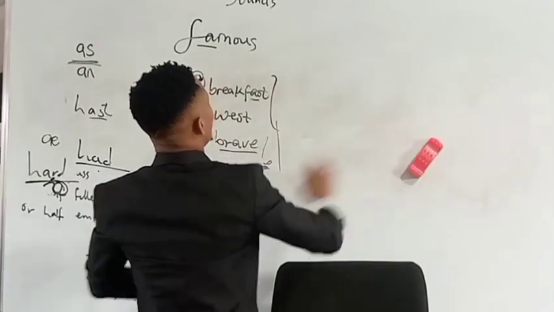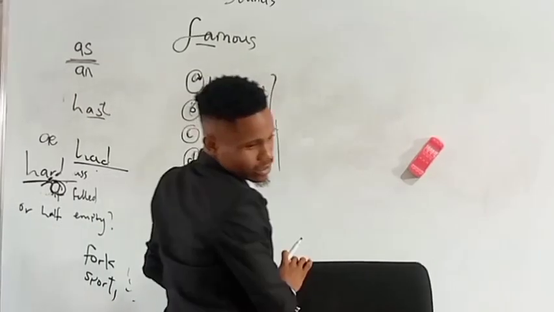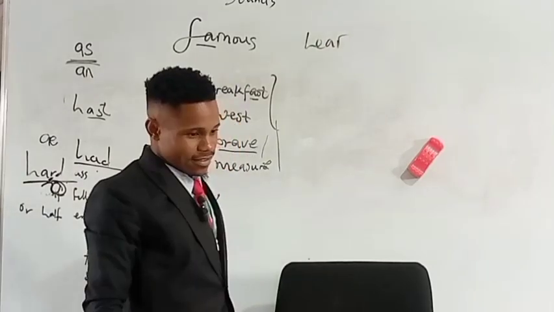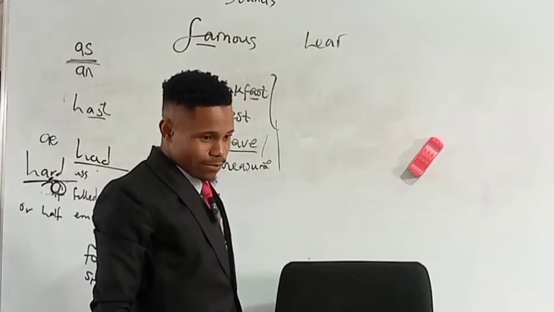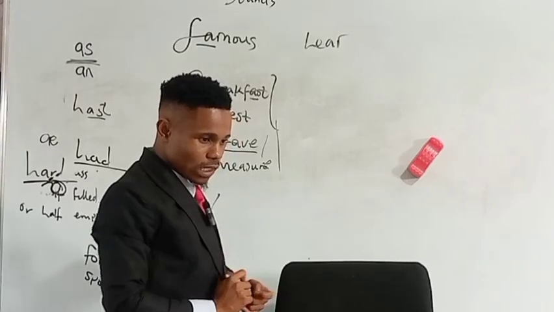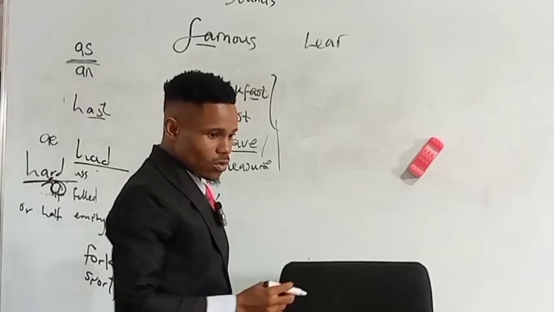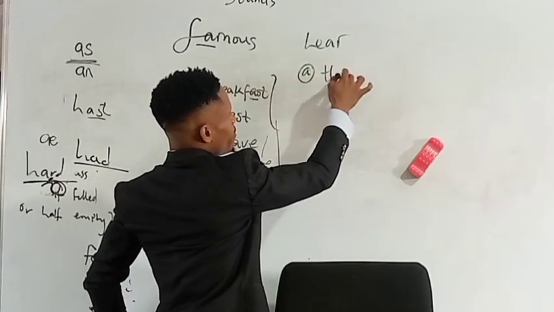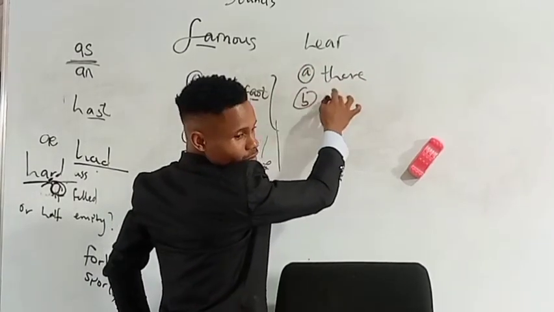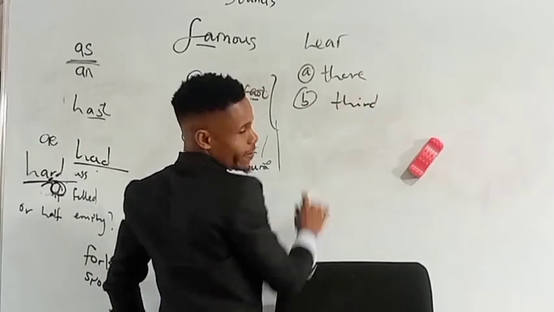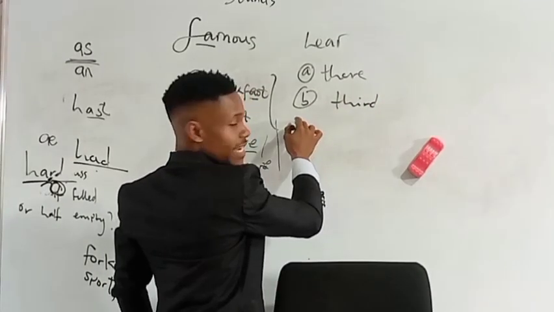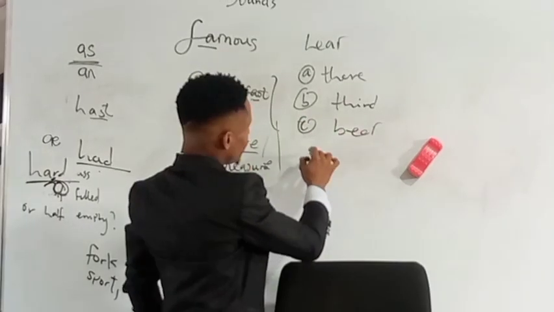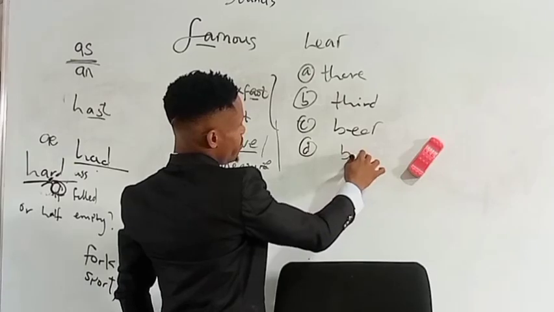Okay, let's go to the next one. I think this JAMB people will make us go and treat diphthong. They are giving this thing in twos. Okay, they are still asking the same question there. And B, third. And then the C here is beer. And then D is bear.